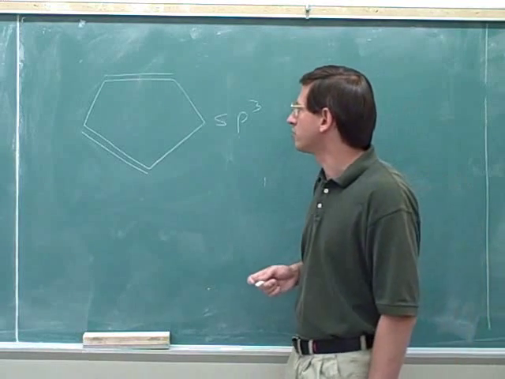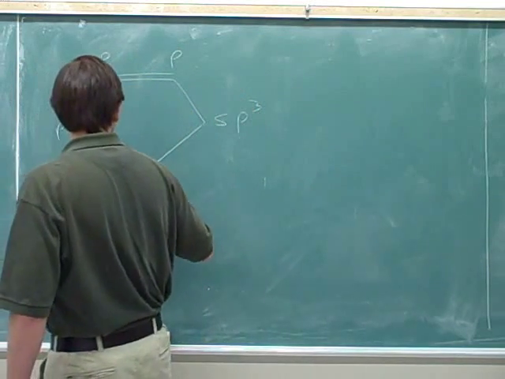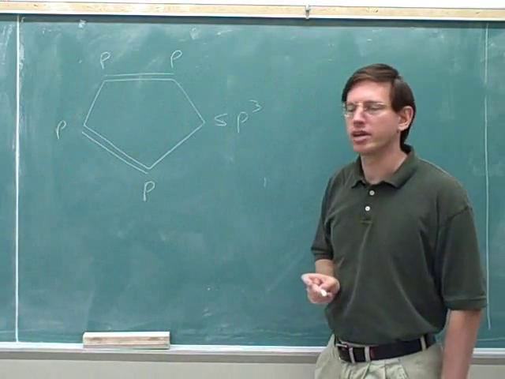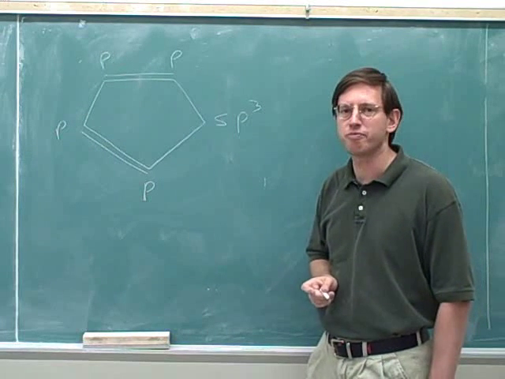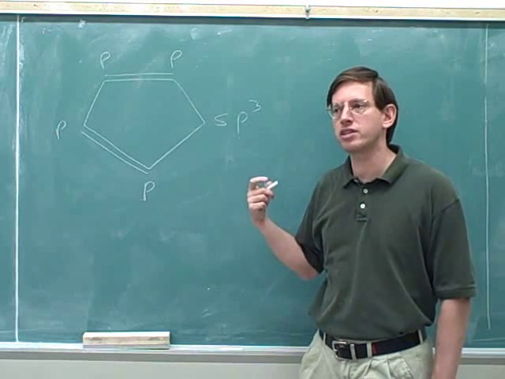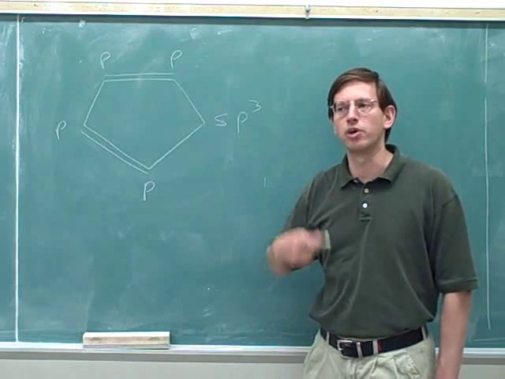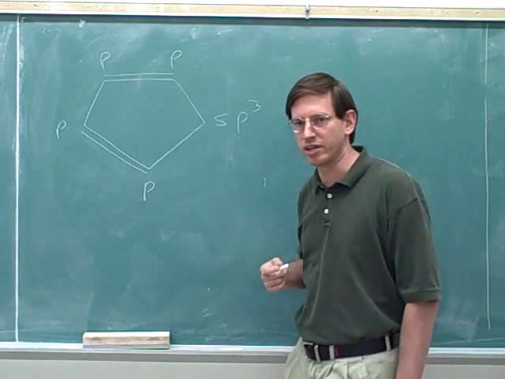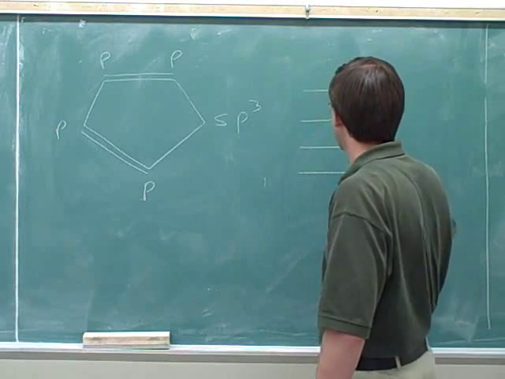So how many p orbitals do we have here? 1, 2, 3, 4. Those 4 carbons all have p orbitals. So there should be 4 molecular orbitals, and since we're not using a frost diagram, each molecular orbital is at its own energy level. 1, 2, 3, 4.